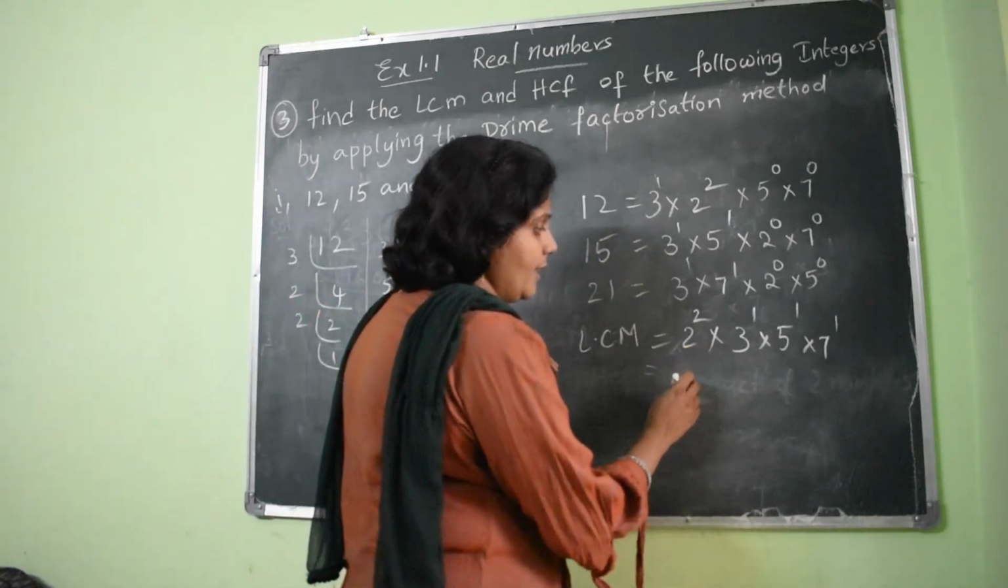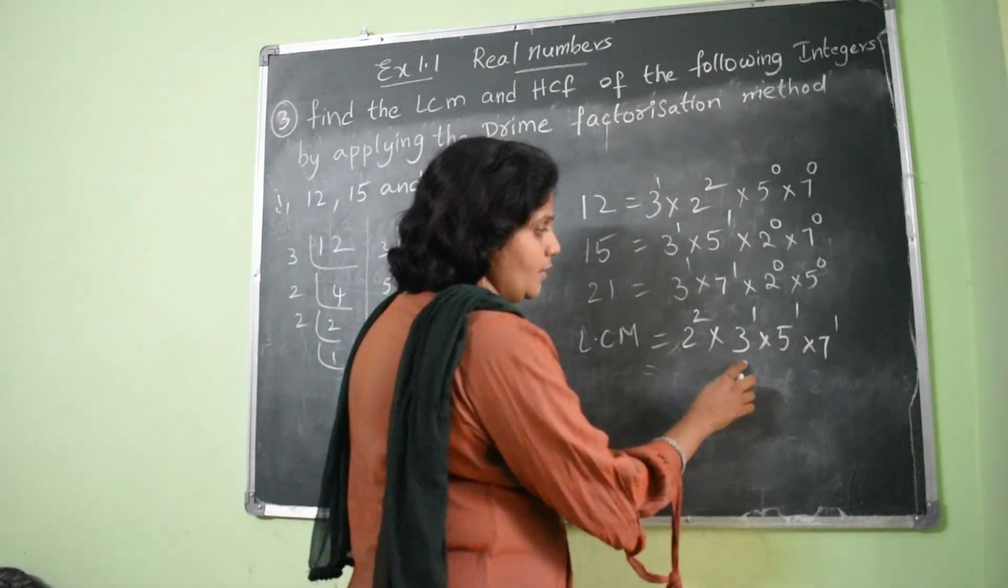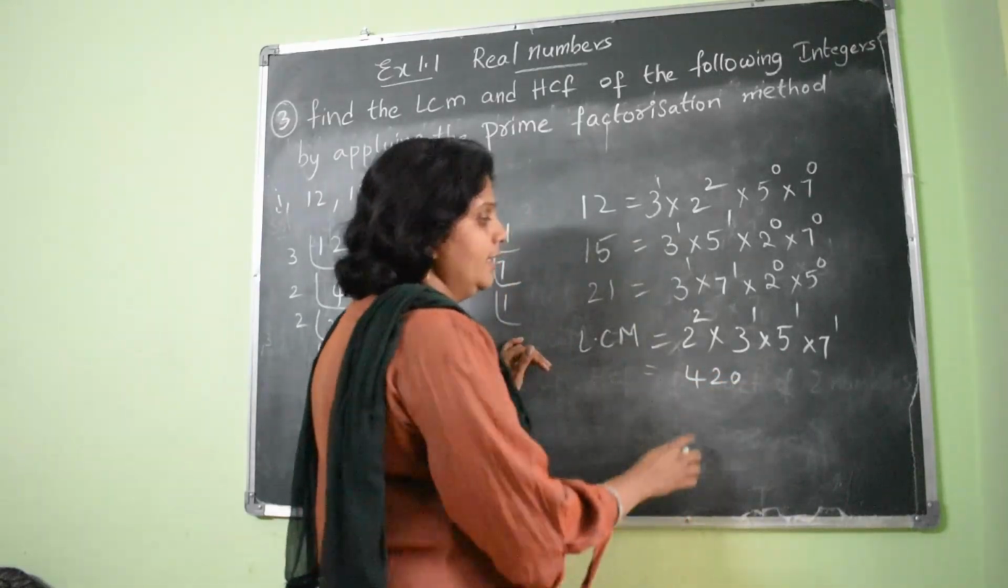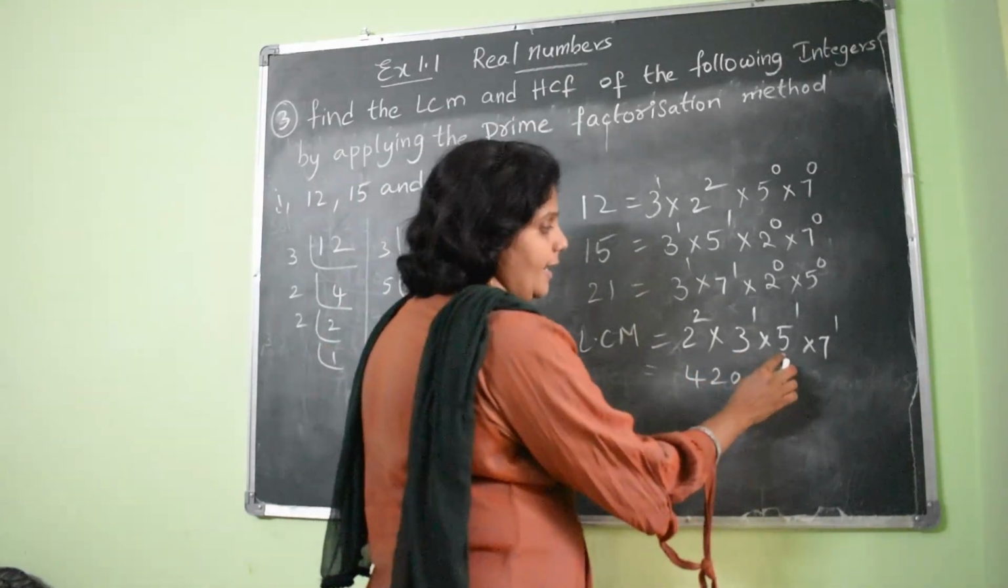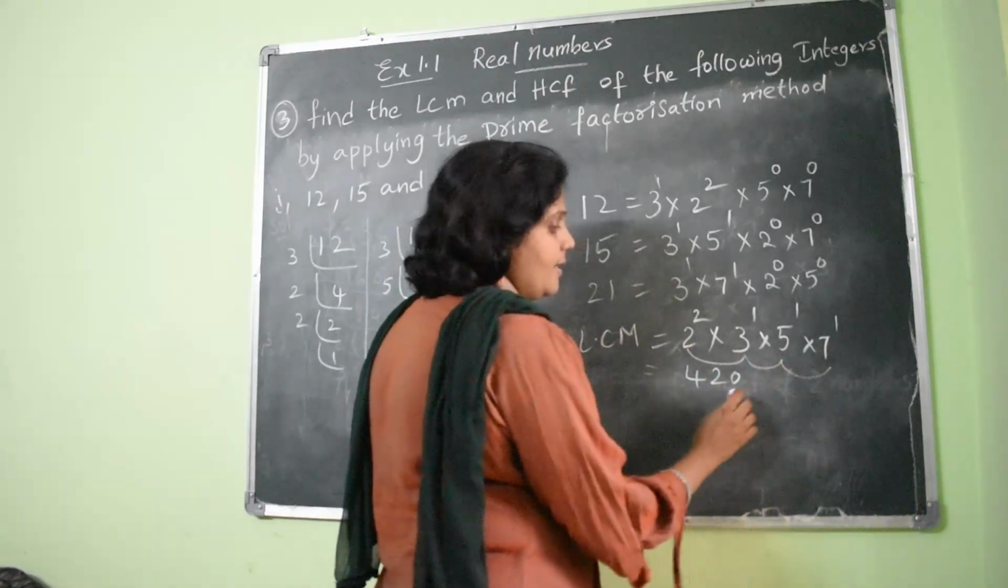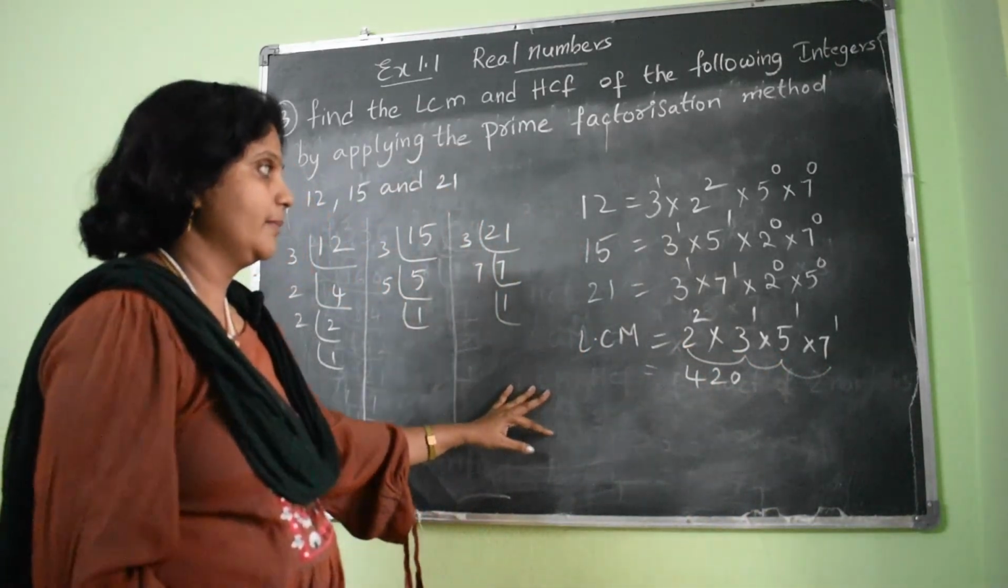2 square you can write as 4. 4 threes are 12, 12 fives are 60, 60 sevens are 420. Like that, multiply two numbers and then again with the other number. Like this: 4 threes are 12, 12 fives are 60, 60 sevens are 420. Like this, we need to multiply.